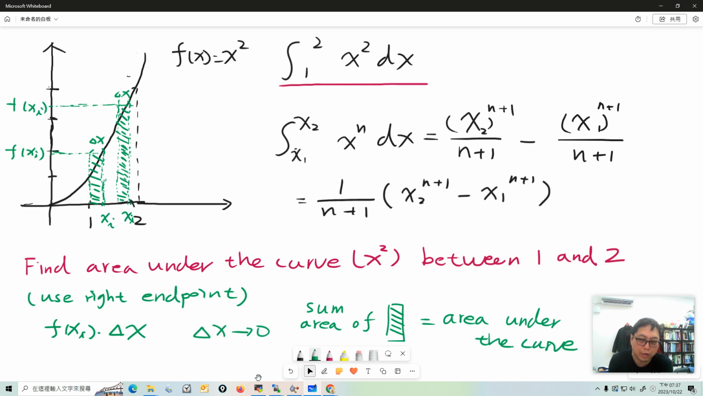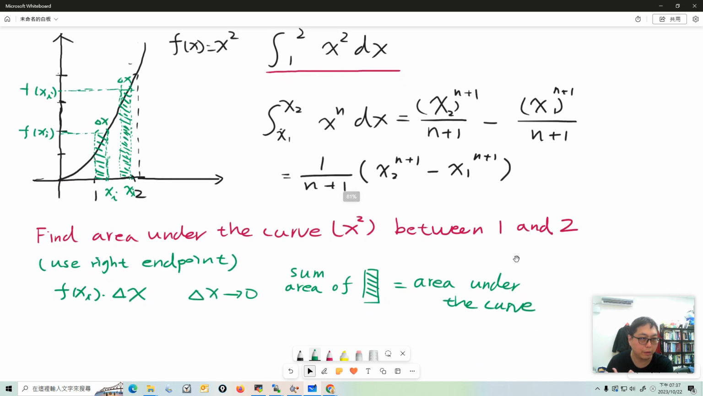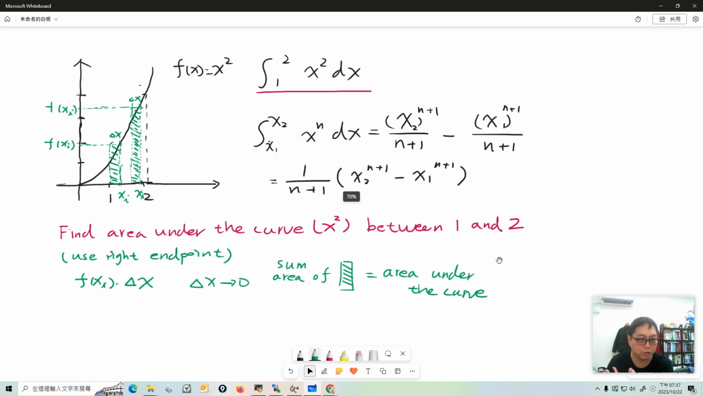That's the original idea of doing integration. Find the area under the curve by slicing it into lots of small rectangular areas, then add them together, and we will find the area we want. If the slice is very, very small, as delta x approaches 0, the sum of these patches equals the total area. That's the original definition of integration.